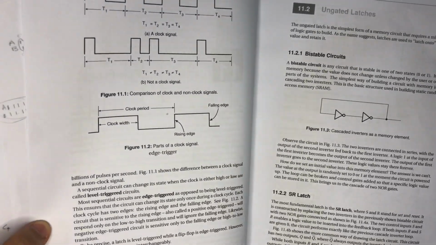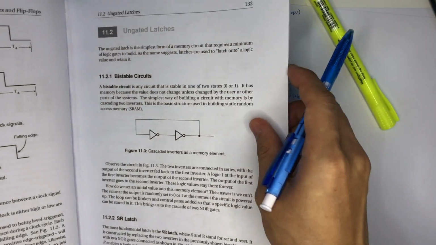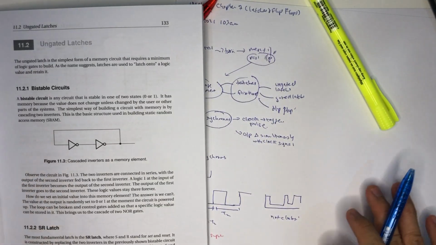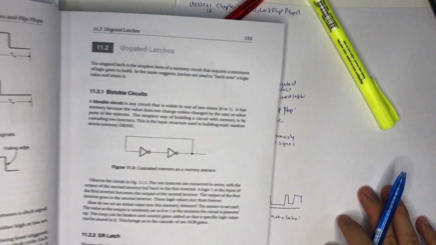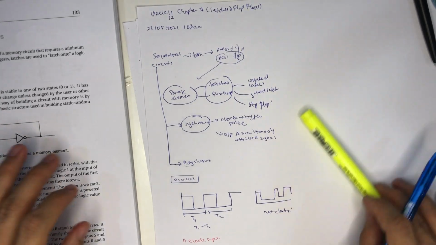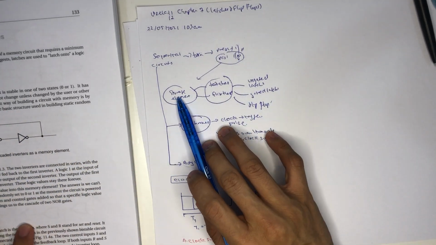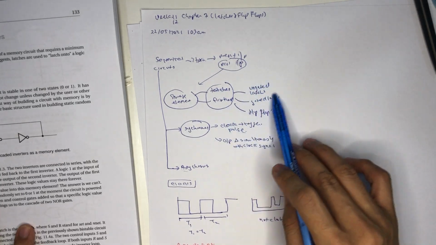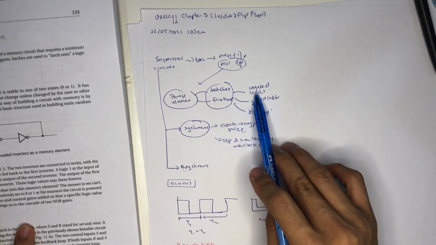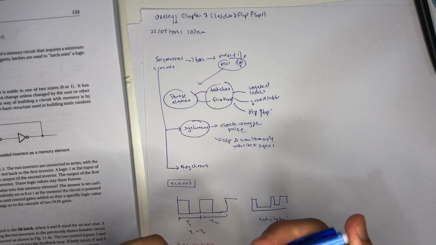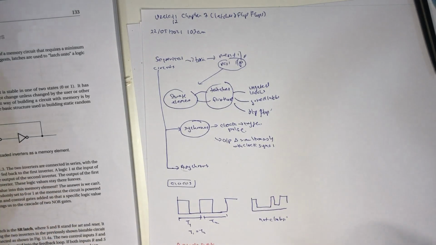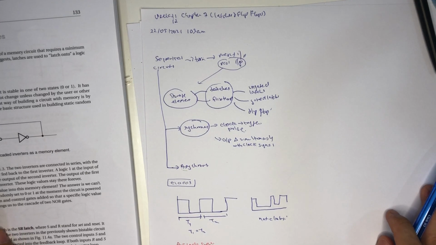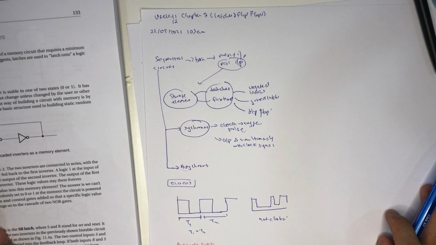Now before this, we go to ungated latches. Just now we mentioned storage elements, whose fundamentals are latches and flip-flops. First we go to the ungated latches. Ungated latches are the simplest form of memory circuits, requiring a minimum of logic gates to build. As the name suggests, latches are used to latch onto a logic value and retain it.